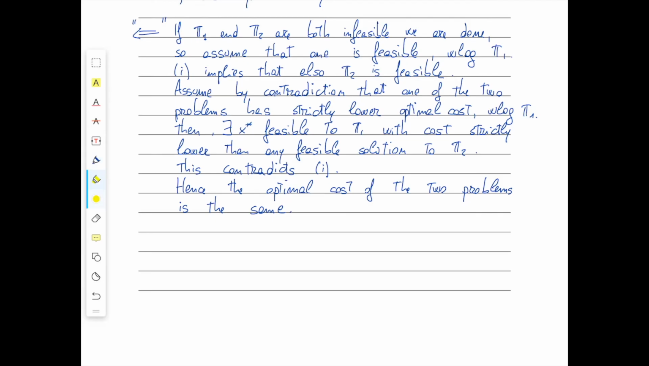Let me just make sure it's clear why we can argue that the optimal cost of the two problems is the same. Well, we prove this by contradiction, because by contradiction we assume the opposite, which is that one of the two problems has strictly lower optimal cost, and then we found the contradiction. So this concludes our proof, because that's exactly what we had to show in the definition of equivalency. Let's now get back to the slides.